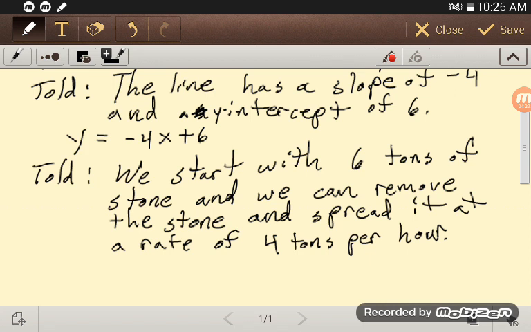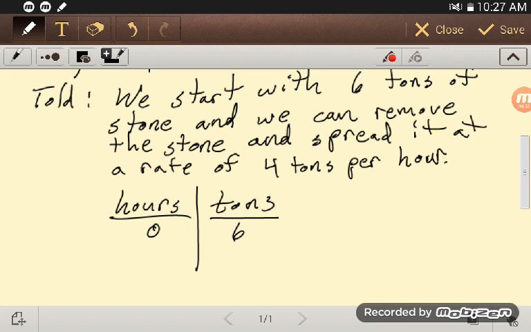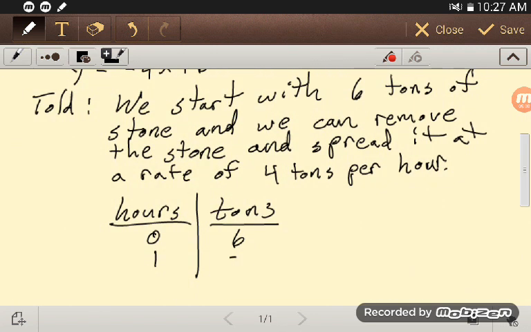Well, how is that situation? Well, if we think of this in terms of coordinate pairs or data, I could talk about hours and tons of stone. So I'll just say tons. And at 0 hours, because it said we start with 6 tons, I've got 0 and 6, and then 1 hour later, I've spread 4 of it, so I guess I have 2.